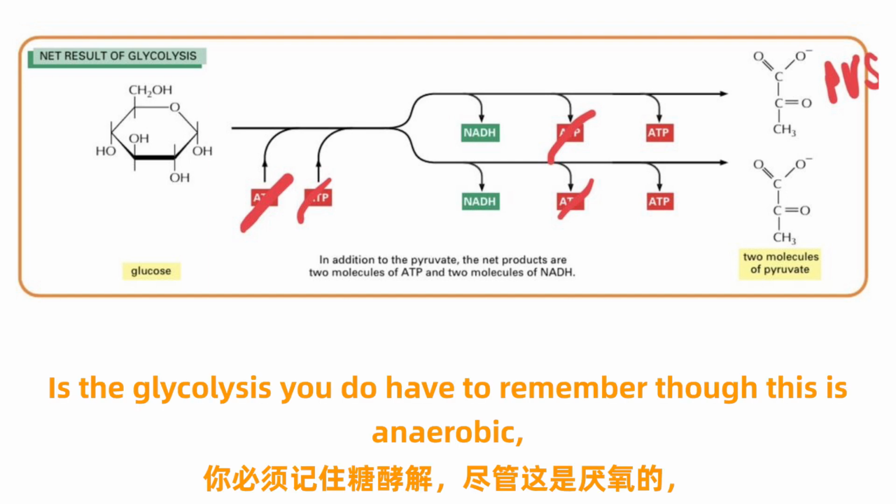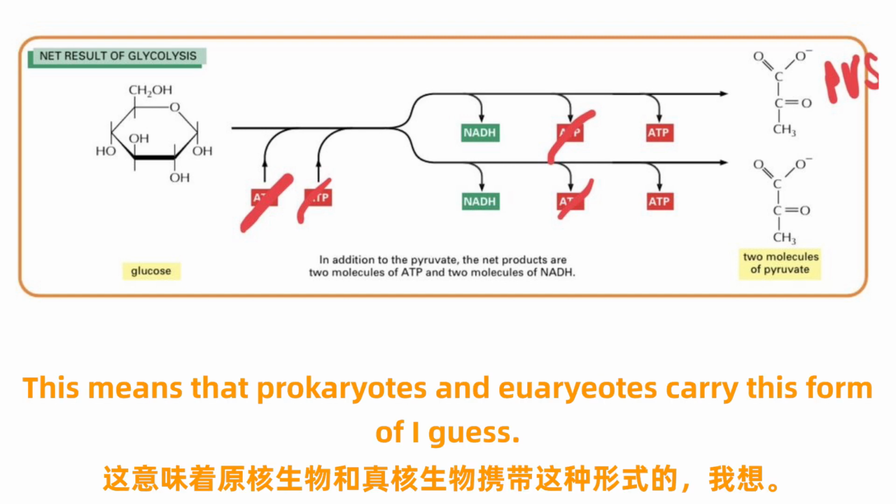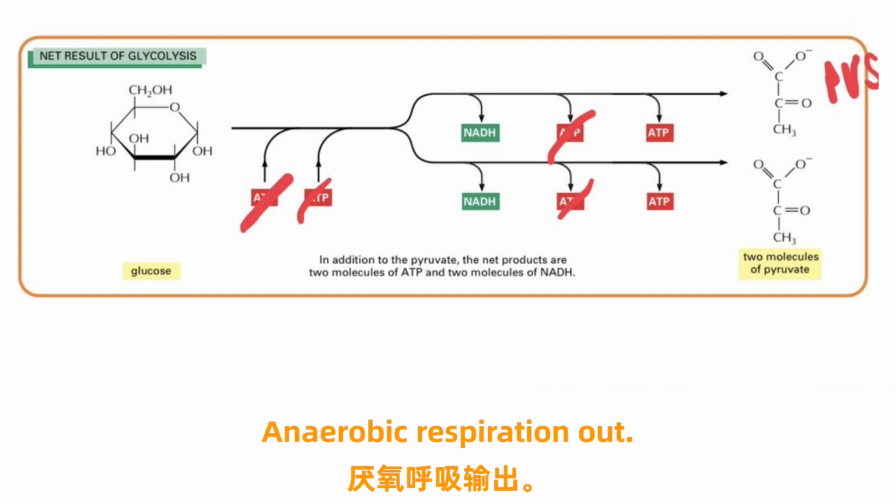is glycolysis. You do have to remember though, this is anaerobic, so no organelles have to be doing this, and there's no oxygen reacting. This means that prokaryotes and eukaryotes carry out this form of anaerobic respiration.